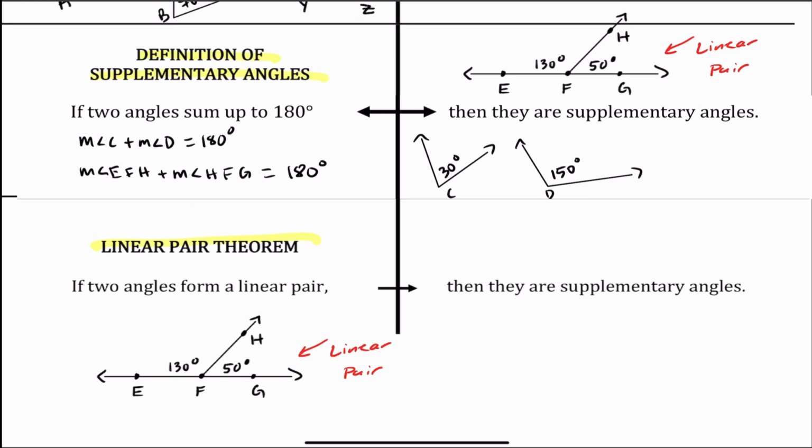That's true. But if I were to state the converse of the linear pair theorem, if the angles are supplementary, then they form a linear pair. Is that true? So let me go ahead and write that. The converse, if two angles are supplementary, then they form a linear pair.